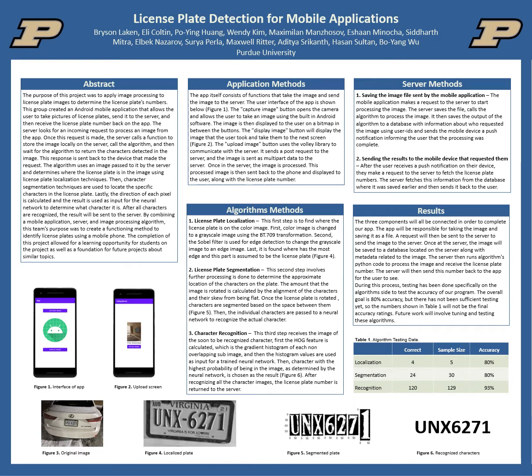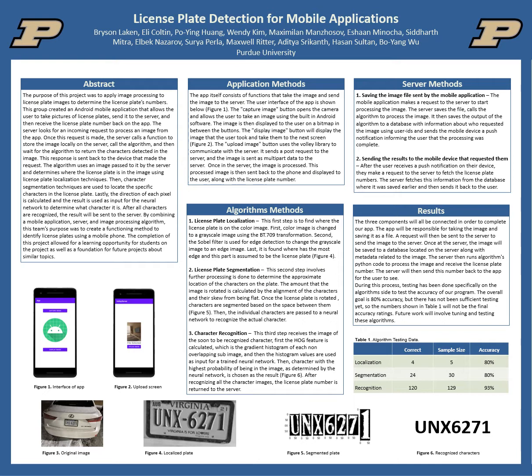The app itself consists of functions that take the image and send the image to the server. The user interface of the app is shown below in Figure 1. The Capture Image button opens the camera and allows the user to take an image using the built-in Android software. The image is then displayed to the user on a bitmap in between the buttons. The Display Image button will display the image the user took and take them to the next screen, shown in Figure 2. The Upload Image button uses the Volley library to communicate with the server. It sends a post request to the server and the image is sent as multi-part data to the server. Once in the server, the image is processed. This processed image is then sent back to the phone and displayed to the user along with the license plate number.